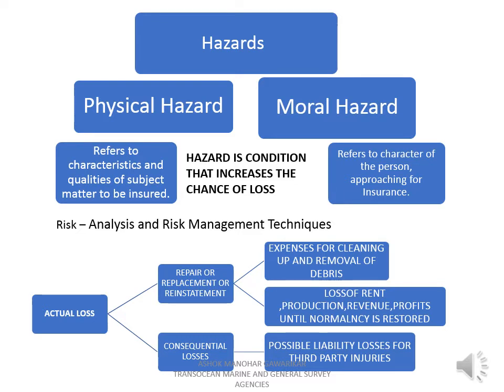The next is moral hazard. This is much more dangerous than physical hazard, because physical hazard can be controlled, but moral hazard is cheating. It is a person having a malafide intention, a fraudulent intention. He wants to cheat the insurance company, the government, the seller or the buyer. There could be maritime fraud and commercial fraud. All of that is moral hazard.